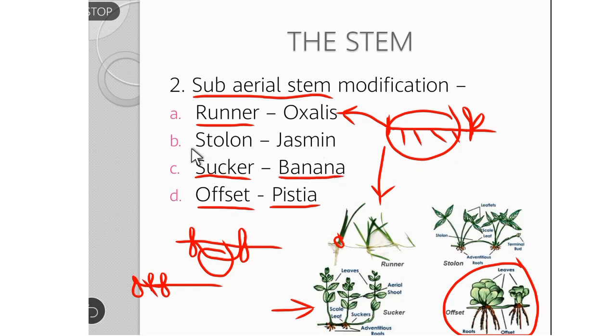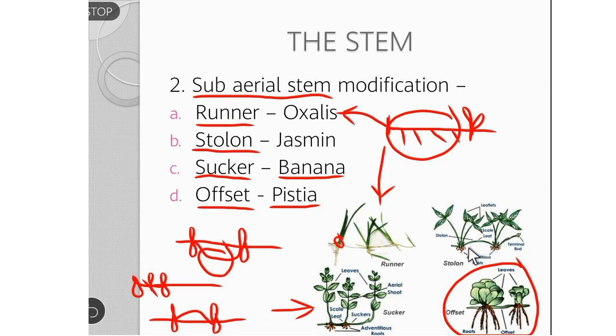Now the last one is stolon. Stolon is a subaerial stem modification. The difference between sucker and stolon is that we can deal with diagrammatically. Suppose this is a plant and this is the soil. From the node here, it produces a branch which slightly moves above the soil and obliquely moves downward and touches the soil again and produces a new plant here.